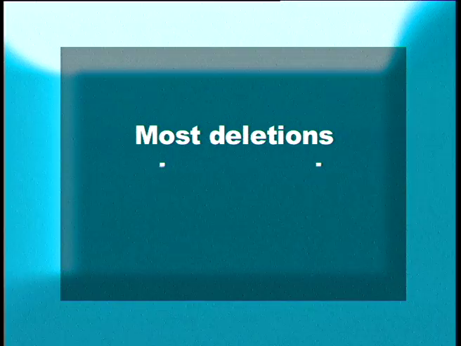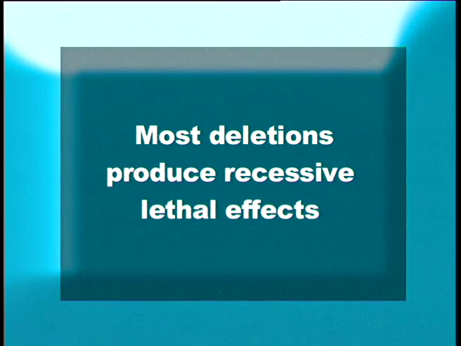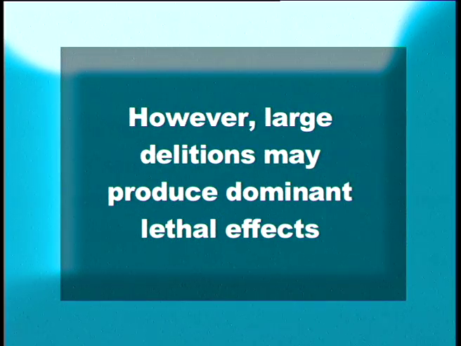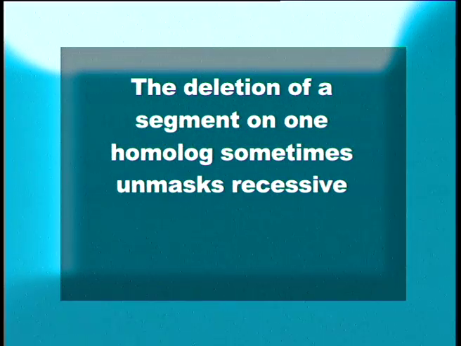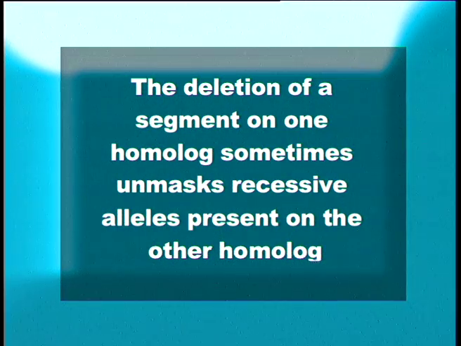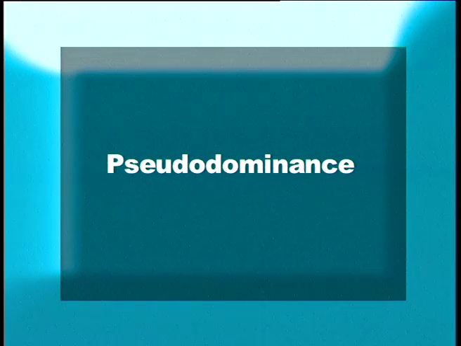Several genetic consequences are produced due to chromosomal deletions. The first is that most deletions produce recessive lethal effects. However, deletions may produce dominant lethal effects as well. The second is that the deletion of a segment on one homolog sometimes unmasks recessive alleles present on the other homolog, leading to their unexpected expression, because in such cases it seems that recessive alleles are showing dominance. The effect is called pseudodominance.